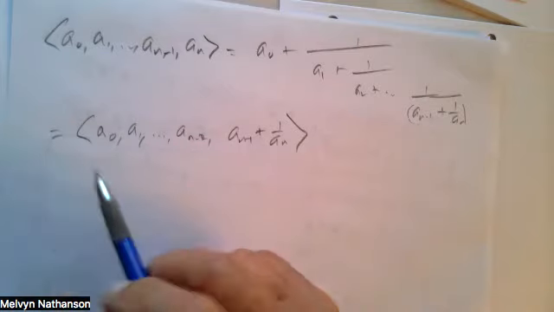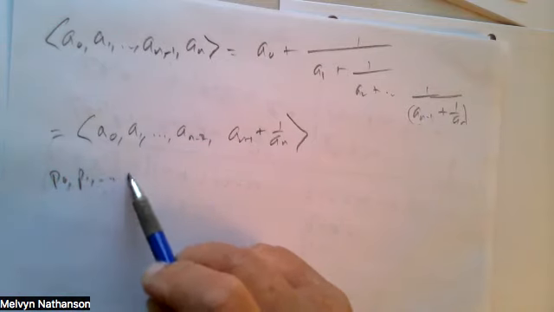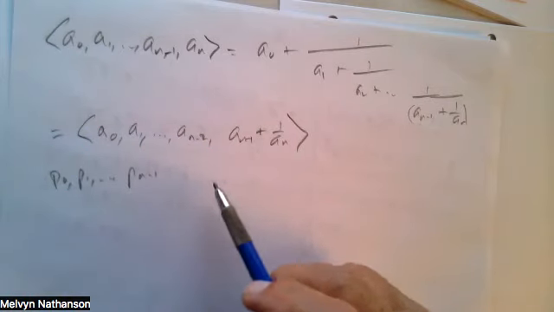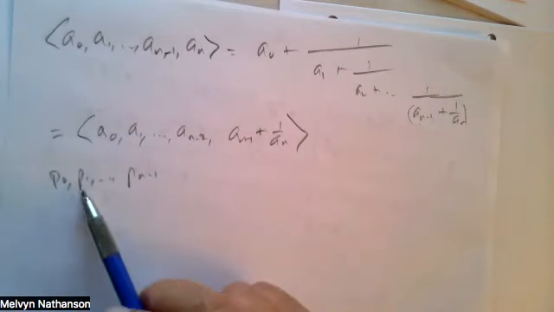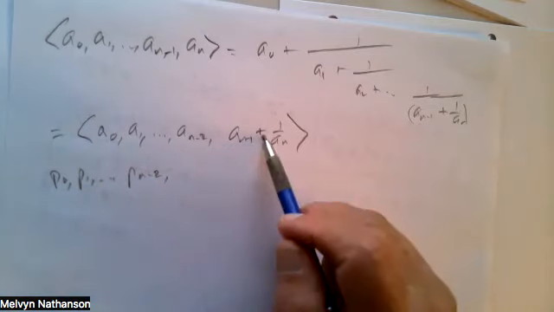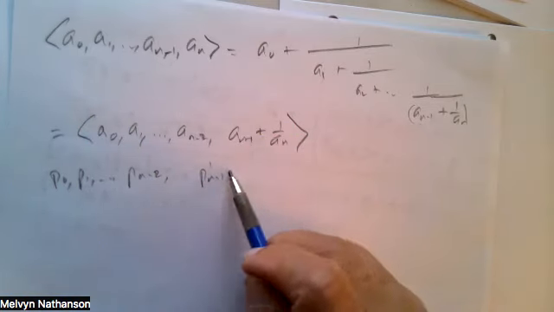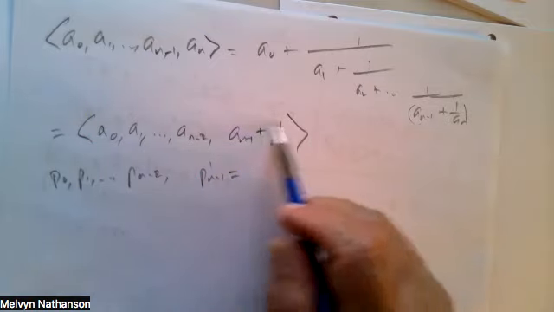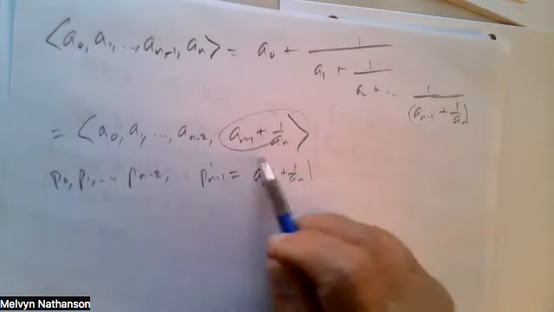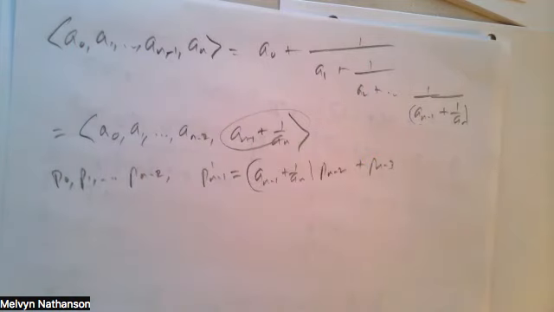So if I'm computing my sequence P0, P1 up to P sub n minus 1 for this, what do I get? I have the same numbers for P0, P1 up to P sub n minus 2, and the new P sub n minus 1, we'll call it P sub n minus 1 prime, would be equal to An minus 1 plus 1 over An, Pn minus 2 plus Pn minus 3.